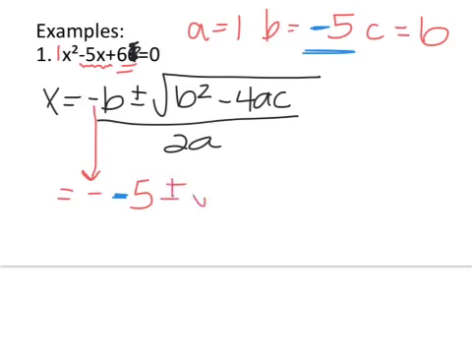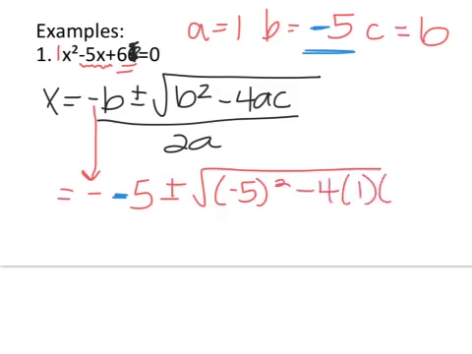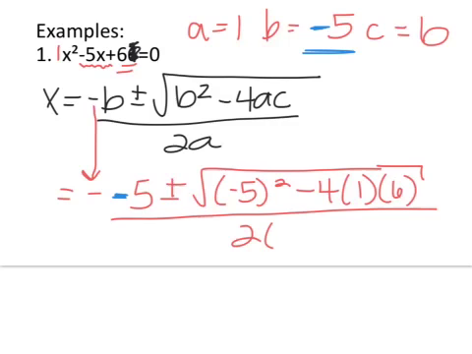Plus or minus the square root of b squared, so negative 5 squared, minus 4 times a, which is 1, times c, which is 6, all over 2a. And a is 1.